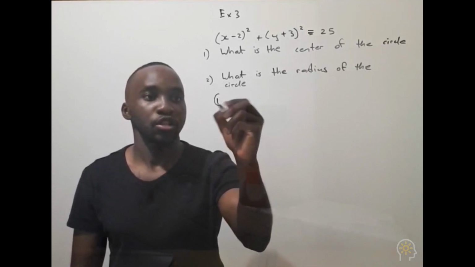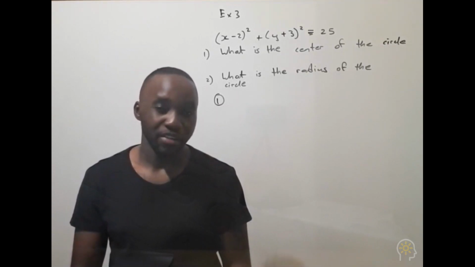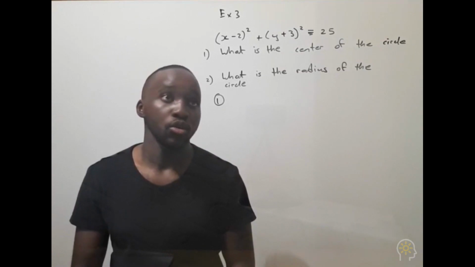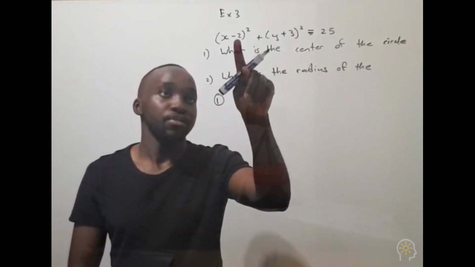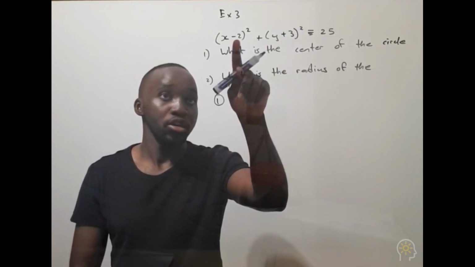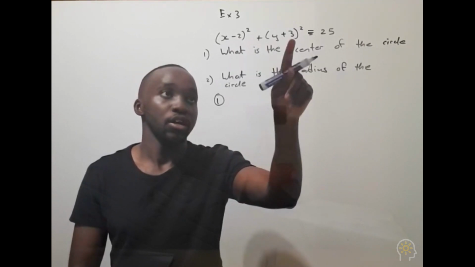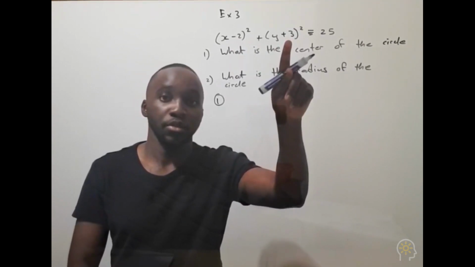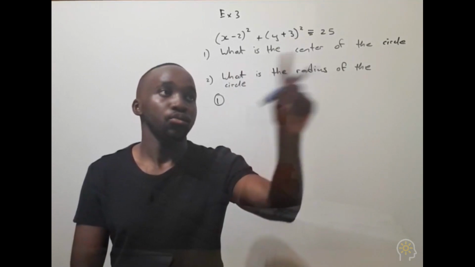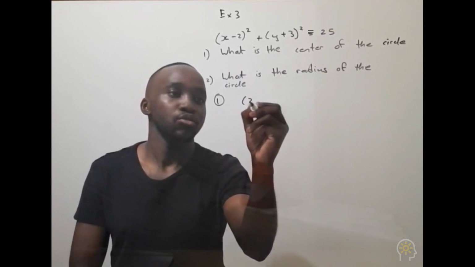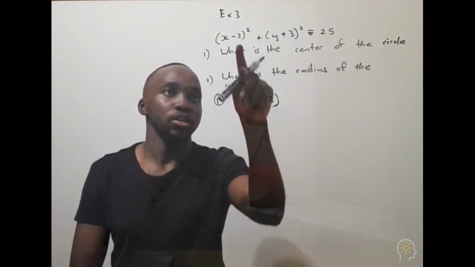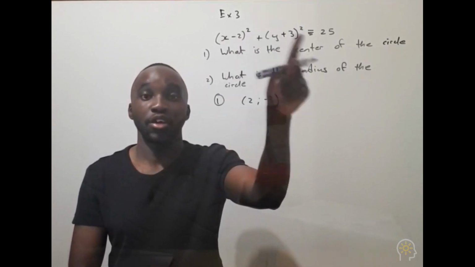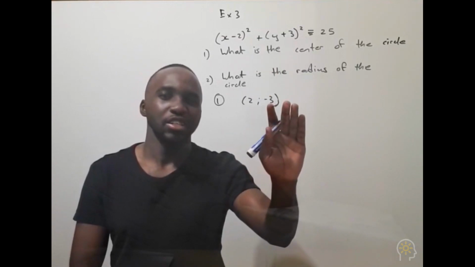So for the first question, we already know that if they're asking us for the center of the circle, that's in our standard form, right? It's going to be our value 2, not -2. We always take the opposite, and we always take the opposite of the y value of the center too. So the center of our circle is going to be (2, -3) because we always want to get the opposites of what these two values are. So that's the center.